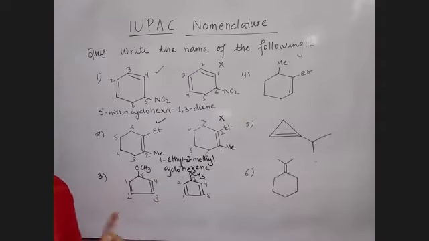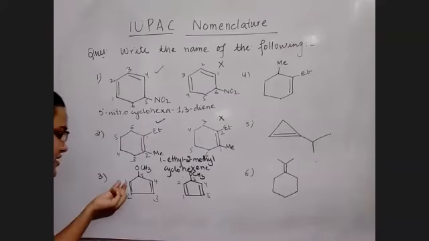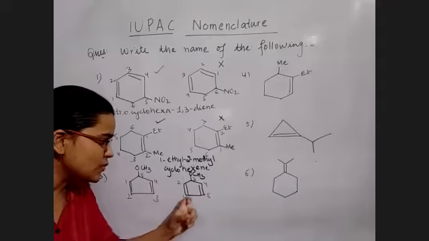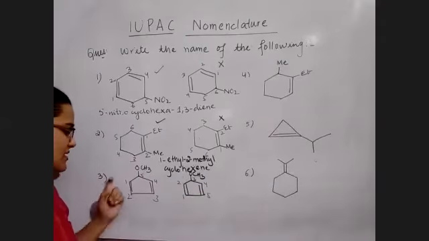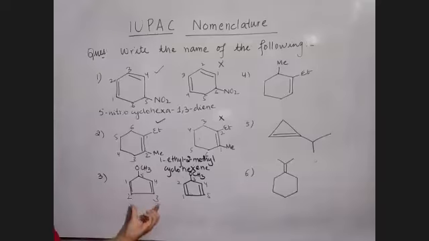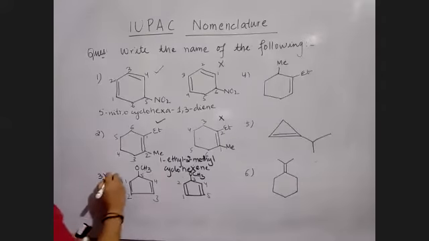Again, so many students are making mistakes. Students, please listen before giving the answer. Double bond will get the priority. So double bond position is 1 and 3 in this one. In this one, double bond position is 1 and 4. So which is correct? First numbering or second numbering? First numbering is correct.